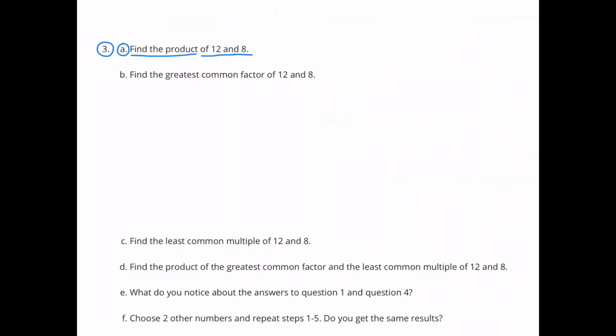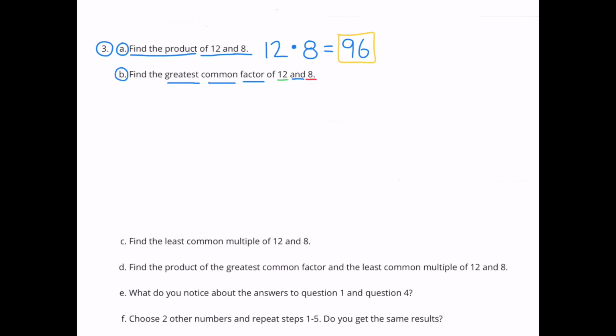Number 3A. Find the product of 12 and 8. Finding the product means we have to multiply, so 12 times 8 equals 96, or the product of 12 and 8 is 96.